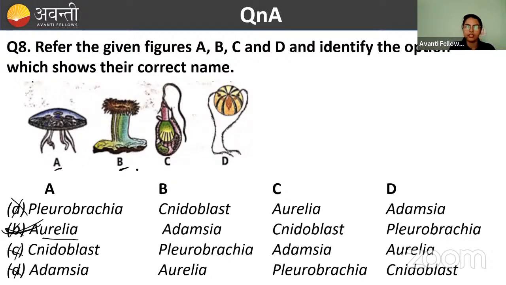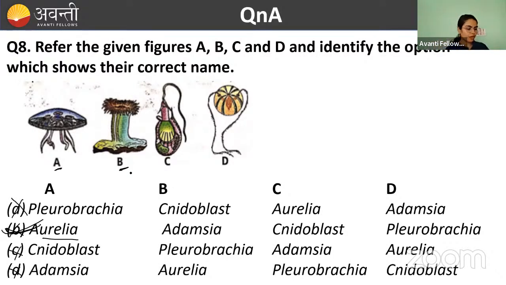Okay, this is Adamsia. Look beta, you should remember this, Aurelia and Adamsia, these two. Along with this, in your NCERT they have given others. So let me show you. If you have NCERT with you, you will be seeing the body forms. Okay, here you will be seeing the body forms. So in the body forms, you'll be seeing Aurelia and polyp.